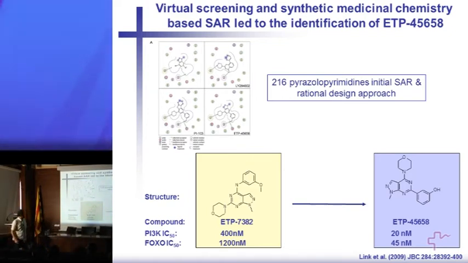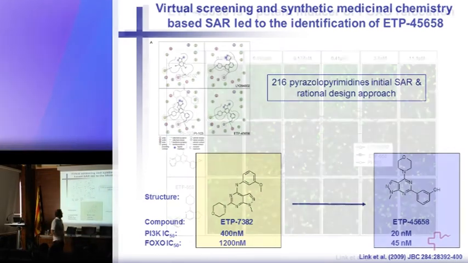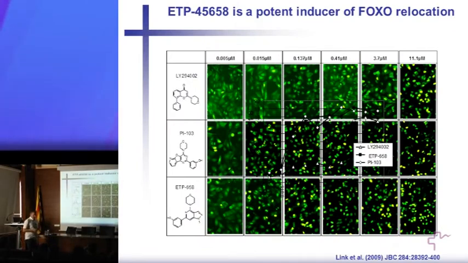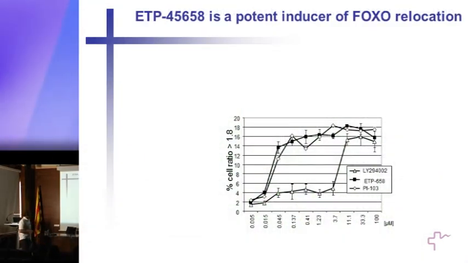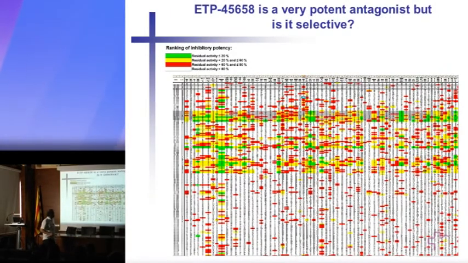IC50 values for the inhibition of PI3 kinase in 20 nanomolar, and in the cell-based assay against Foxo for 40 nanomolar. So it's, as I said, a very potent translocator of Foxo. It's much more potent than the reference compound from Lilly. And so we have a very potent compound, but a very essential point is that this compound would have subselectivity.